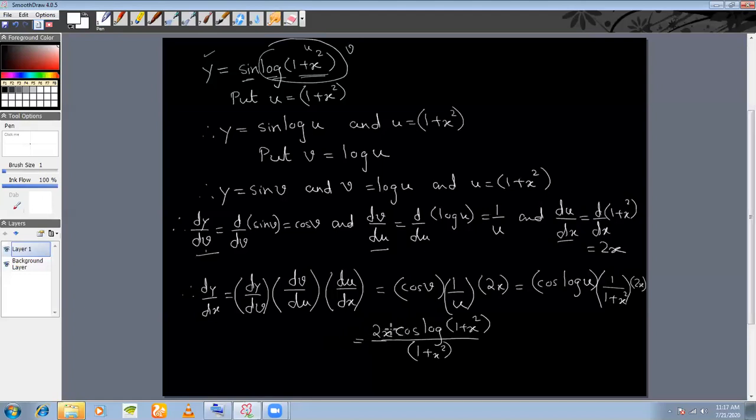If we had done directly, how would we differentiate? dy/dx is equal to, how would we differentiate if I had done directly? First we would differentiate... No, no. Why u into v? This is not sine into log into 1 plus x square.